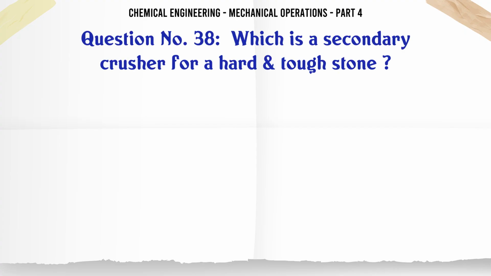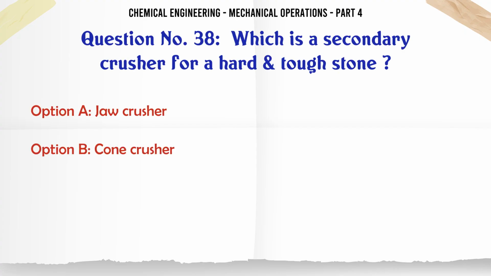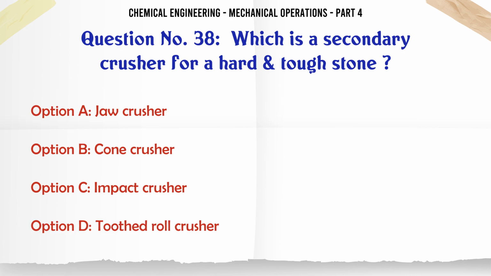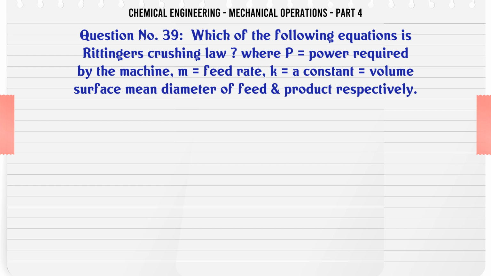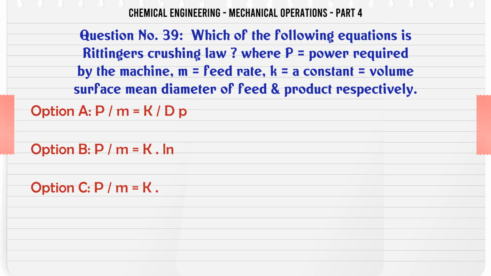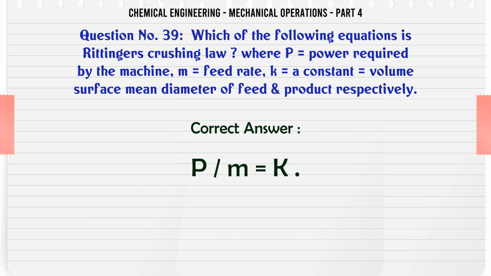Which is a secondary crusher for a hard tough stone? A. Jaw crusher, B. Cone crusher, C. Impact crusher, D. Toothed roll crusher. The correct answer is cone crusher. Which of the following equations is Rittinger's crushing law, where P is power required by the machine, m is feed rate, K is a constant, and the diameters are the volume surface mean diameters of feed and product respectively? A. P/m = K(d_p), B. P/m = K ln, C. P/m = K, D. None of these. The correct answer is P/m = K.